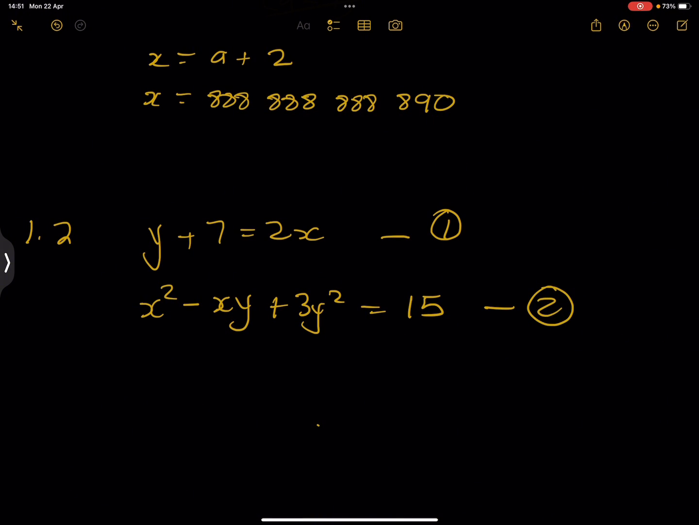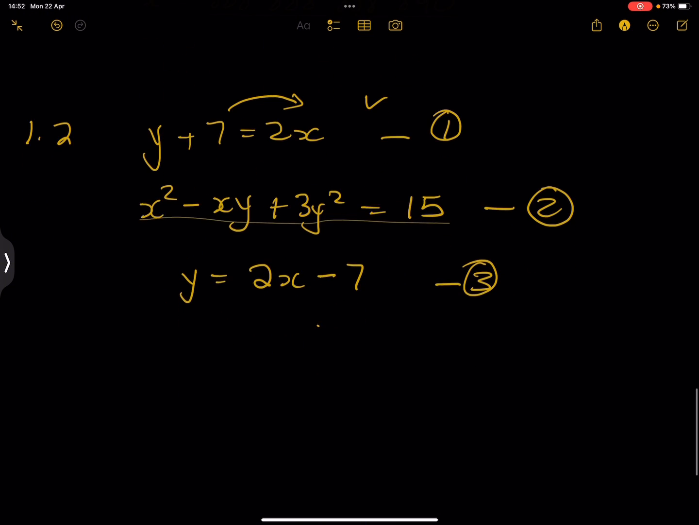So now, let's try and simplify one of the equations. And of course, the linear equation is always the one that's easier. And you try and avoid fractions, guys. You try and avoid complex simplification. So in this case, I can take the 7 to the other side and make y the subject of the formula, right? So y is equal to 2x minus 7, okay? And this can be our equation 3.